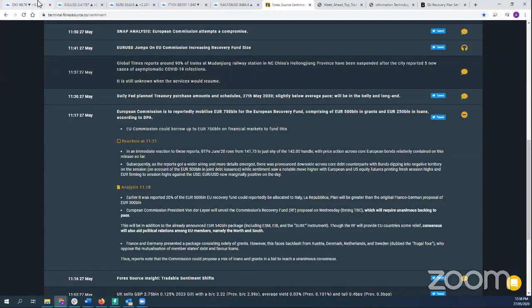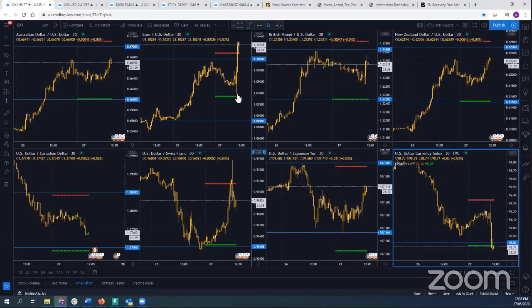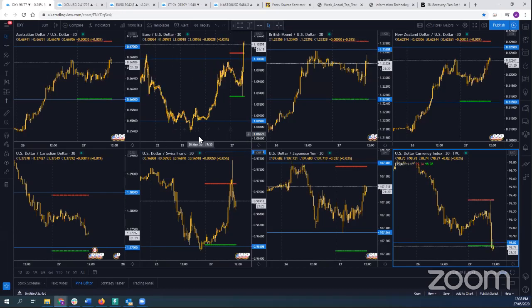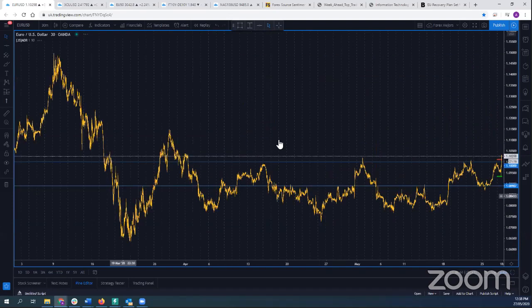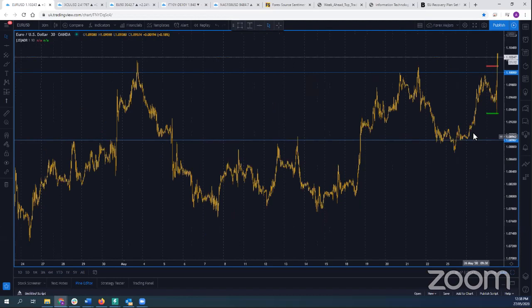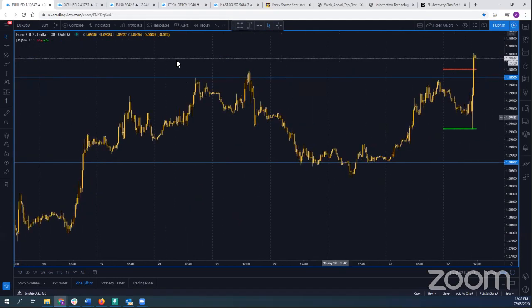Now, the initial reaction was, of course, majorly positive. We've seen the euro break above that very important 110 psychological level to the upside. This has been very important resistance for the pair over the last couple of weeks. Lots of times we tested that area and saw rejection in the pair. So we have now broken above that. We've also seen a risk on tone develop on the back of that news.